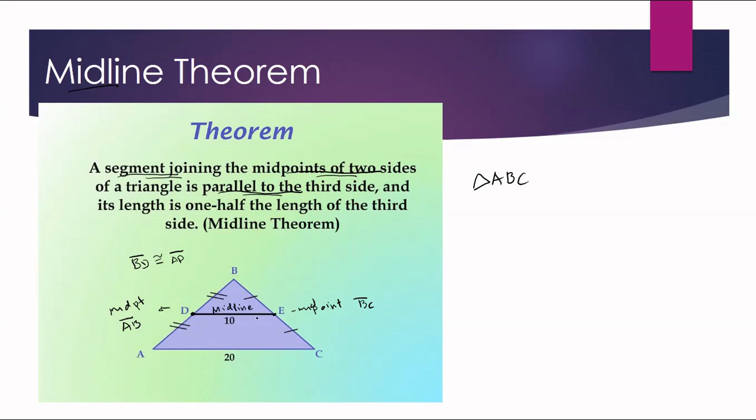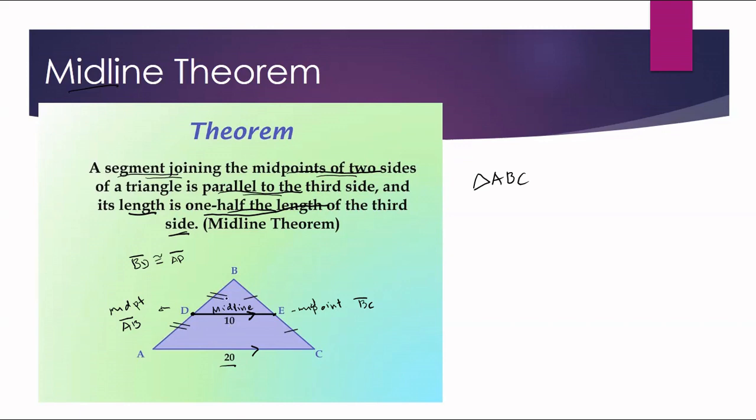Based on the theorem, the length of the midline is 1/2 the length of the third side. That is why if segment AC is 20 units, the midline that is parallel to the third side is half as long. So if this is 20, our segment DE is 10 units. Again, that is what we mean by midline theorem.